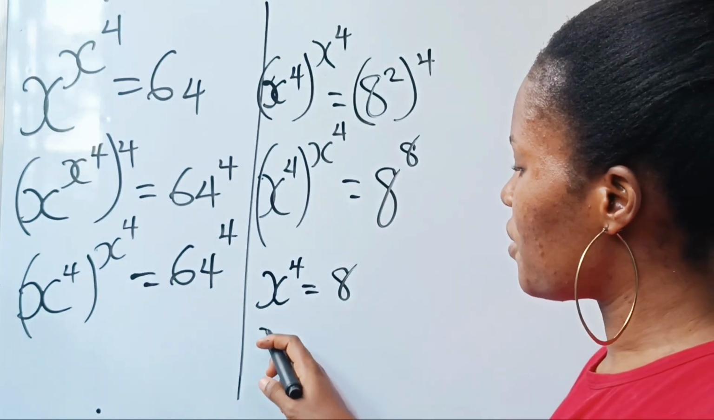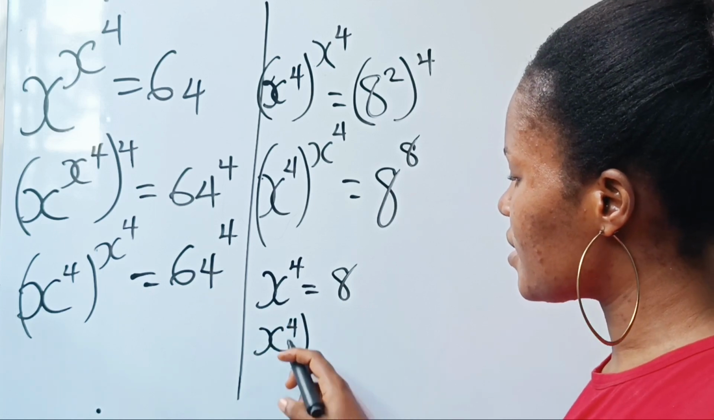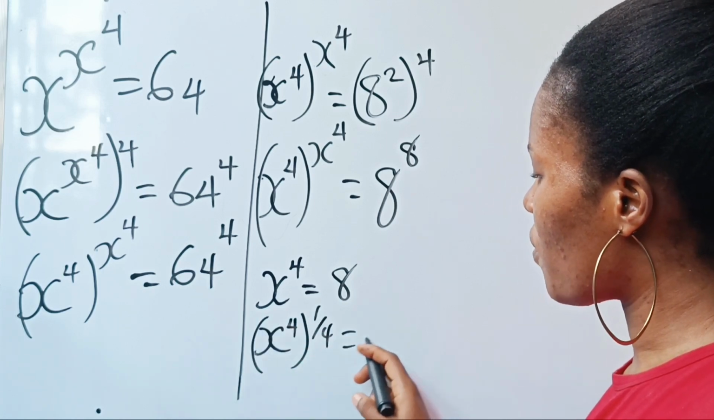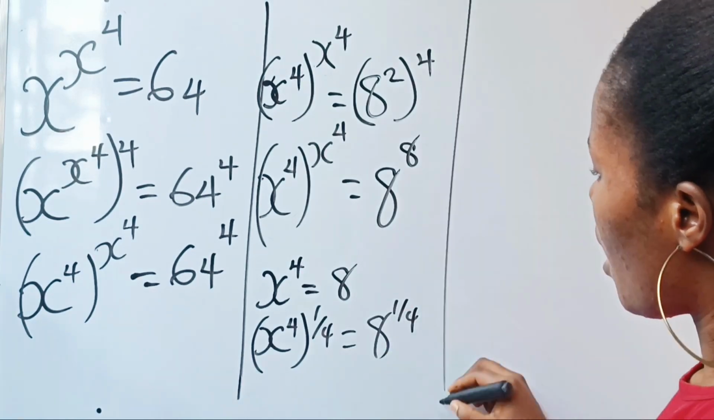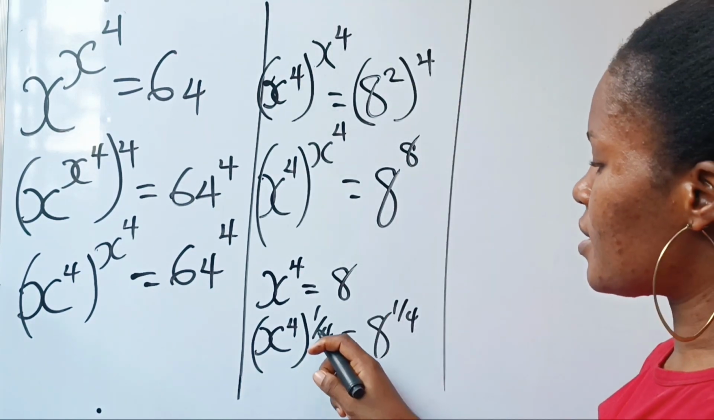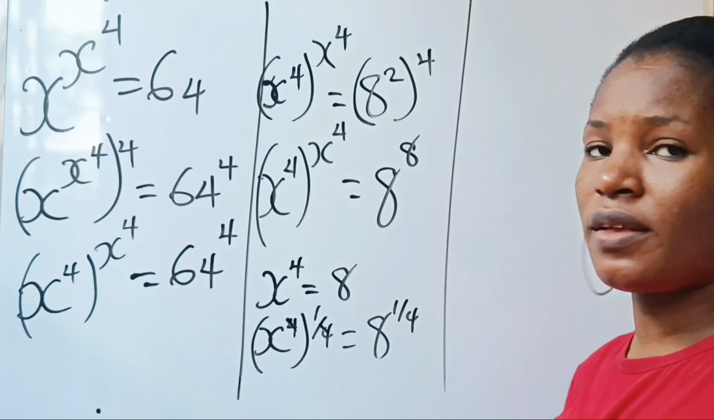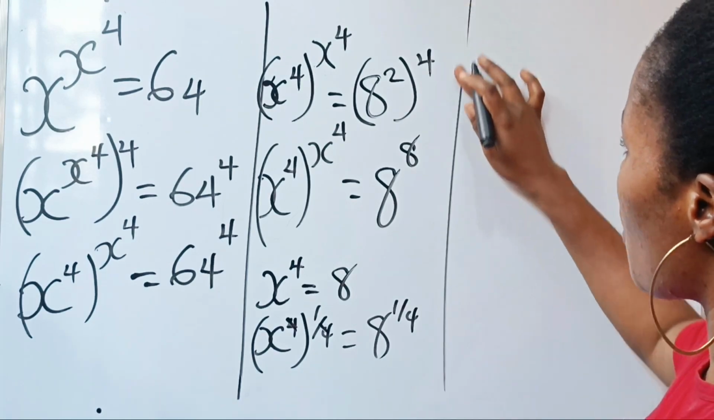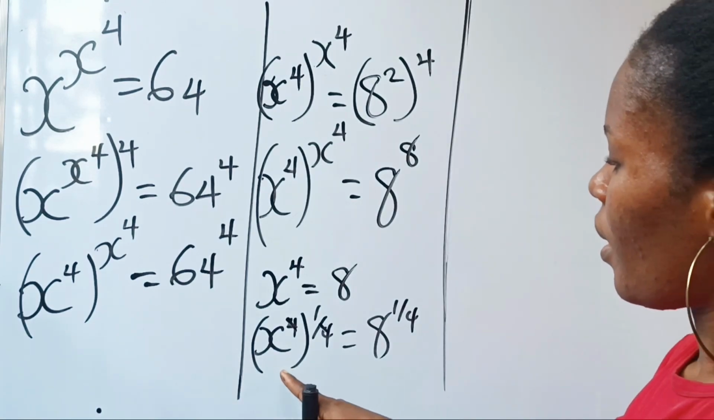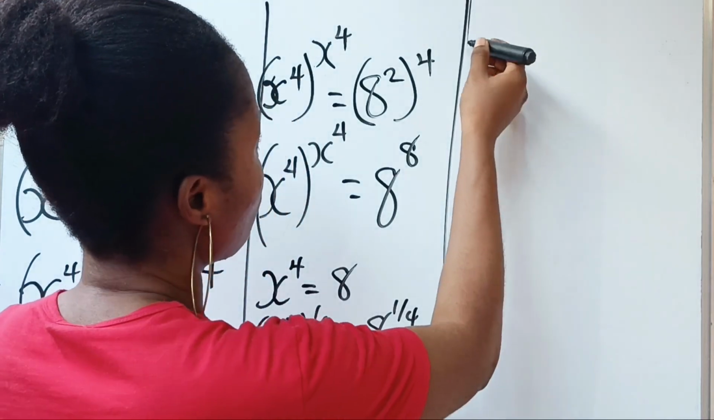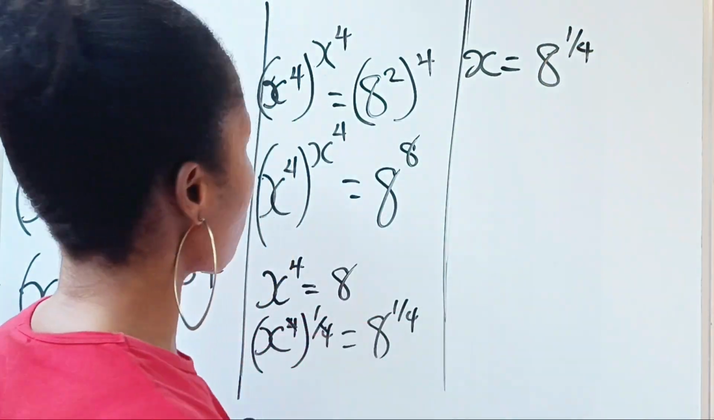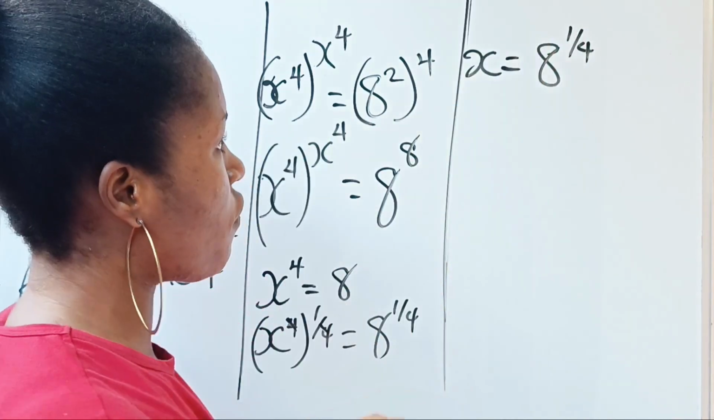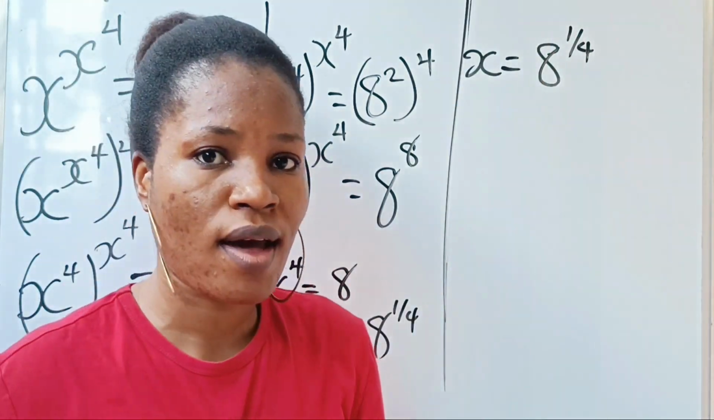Okay, now to get the value of x, let's raise each side to the power of 1 over 4. To the power of 1 over 4. And when we do that, this is going to multiply this, therefore this will divide or cancel this, and we are going to have what? X is equal to 8 to the power of 1 over 4. Now 8 to the power of 1 over 4 is the same thing as the 4th root of 8.